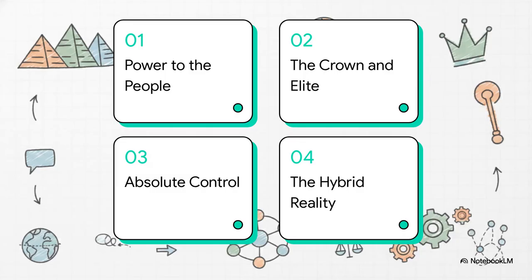Okay, let's quickly run through our roadmap for today. We'll be moving across a spectrum of power. 1. Power to the people. 2. The crown and elite. 3. Absolute control and ideology. And 4. The hybrid reality. Let's get into it. Section 1.